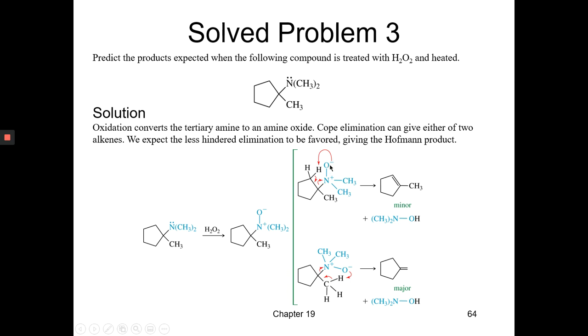Okay, so if the negatively charged oxygen removes this beta hydrogen, we form the alkene here, and then we eliminate the dimethyl hydroxylamine. This is a minor product. The major product is actually the methylene cyclopentene. It's the less substituted.